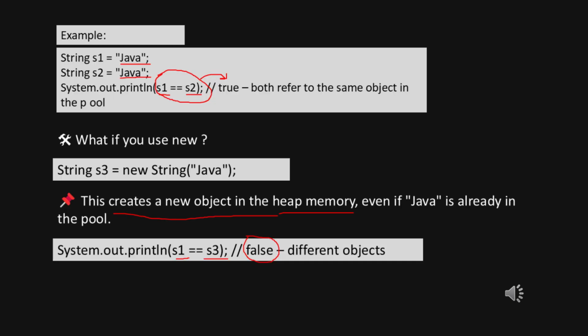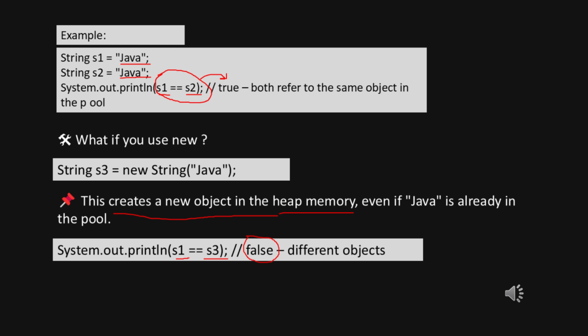Now we move on to a string pool example. String s1 = "Java" and string s2 = "Java". System.out.println(s1 == s2) performs a Boolean comparison. Its output is true, because "Java" == "Java" is true. Both refer to the same object in the pool.